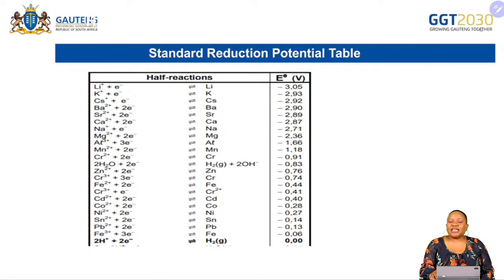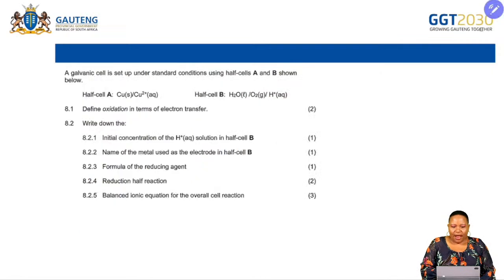Now, this is the standard cell reduction potential table that we normally use, and normally in our case, we use table 4b, and this is the table 4b that was snapshot from the entire table. Now, this is the question that I chose just for us to make revision on. A galvanic cell is set up under standard conditions using cell A and B shown below. Cell A is given this half cell notation and cell B also has this half cell notation.